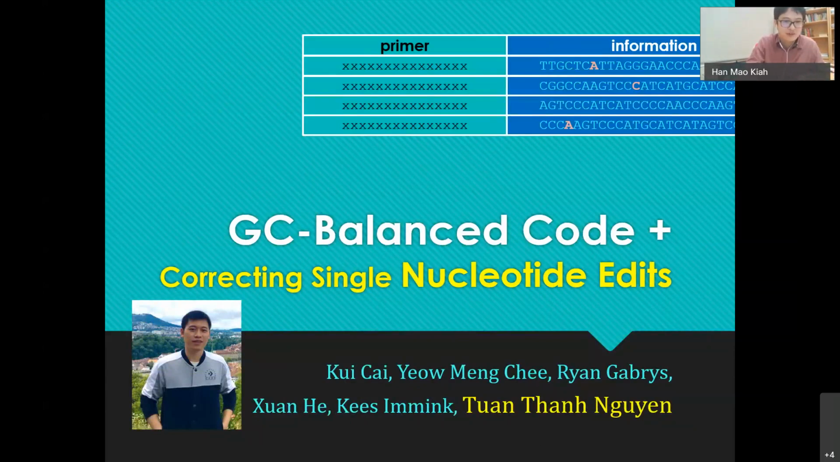So over here is my previous PhD student, Tang, who graduated last year. He's the main driver of this work, and is currently a postdoc with Kui Chai at SUTD in Singapore. And he's also continuing this line of research. Okay, so what's this nucleotide edit about?